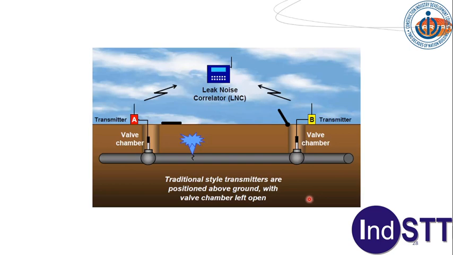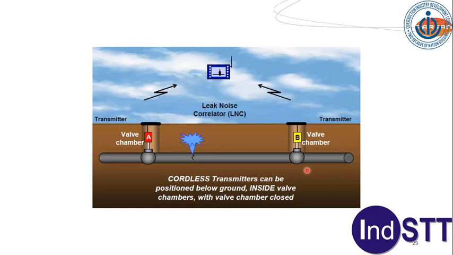Okay. So traditional style transmitters are positioned above the ground. So here you put it above the ground and you put your sensor here, take it inside the appendices and put it there. A chamber is left open. Now the cordless kind of transmitters are also there, which can actually be put inside below the ground, and you can actually close this chamber. Okay, so now once you do this, it becomes much safer because your complete instrument is inside, your chamber is closed, and you can do the monitoring.